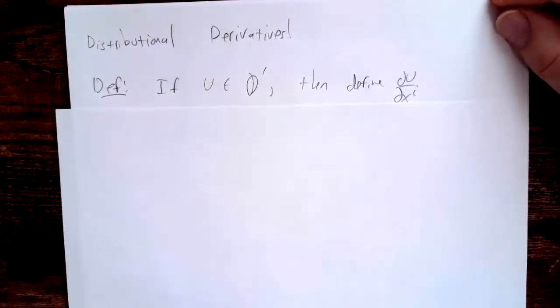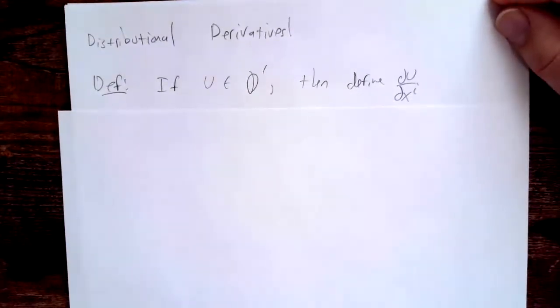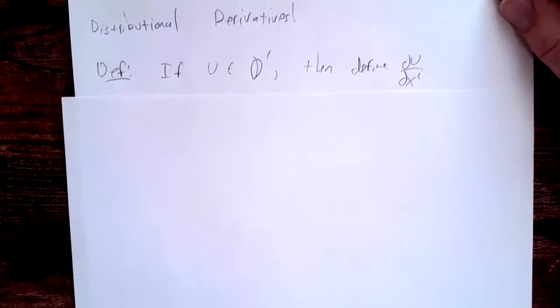If u is a distribution, then define the partial derivative of u in the ith coordinate direction. So like working on Rn, perhaps. So what's the distributional derivative in the ith direction?